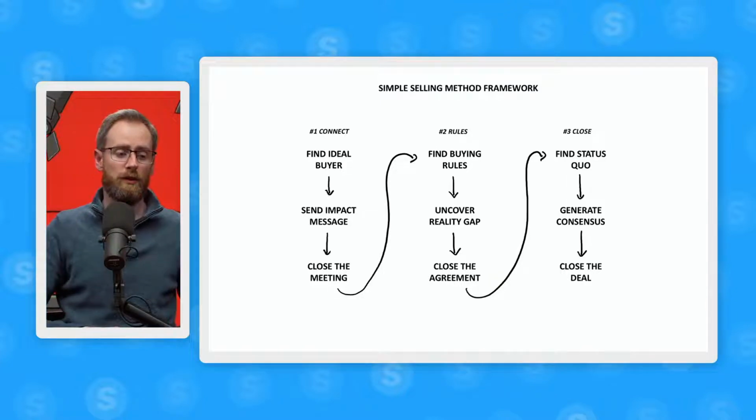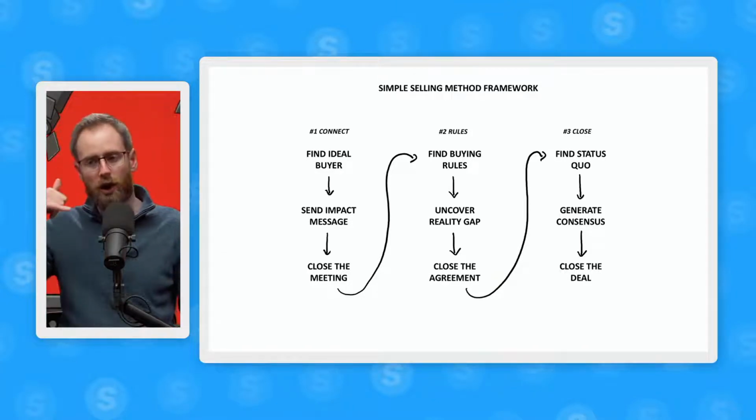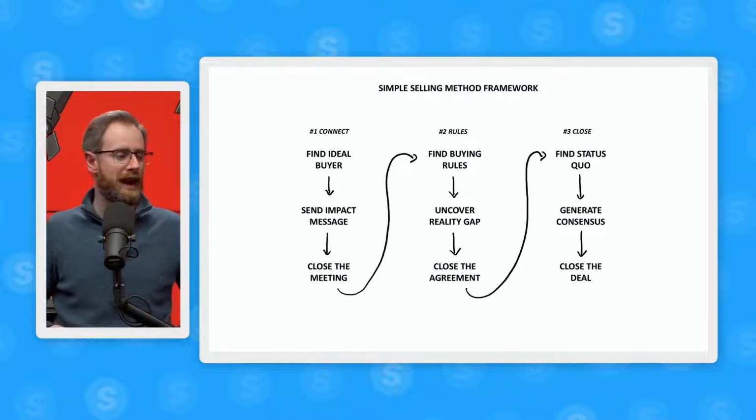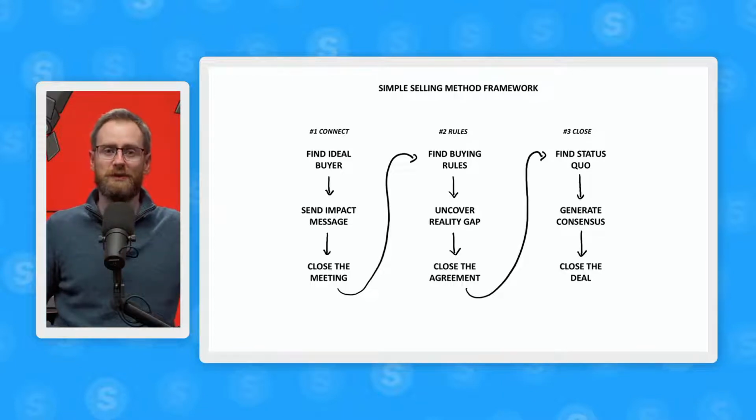Next, within your prospecting framework, you need to send them what we call an impact message. This is a message, whether this be a cold call, whether this be a cold email, whether this be you camping outside their offices in a tent and grabbing them as they walk to work in the morning. The impact message must make your buyer go, oh, what?